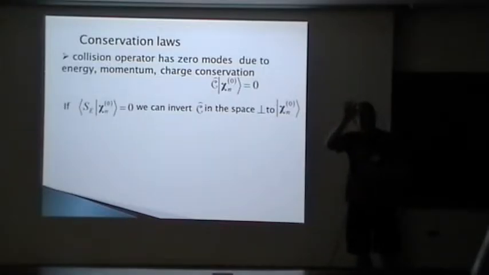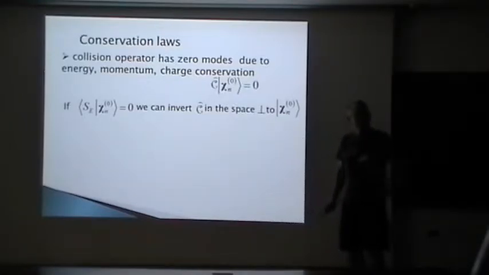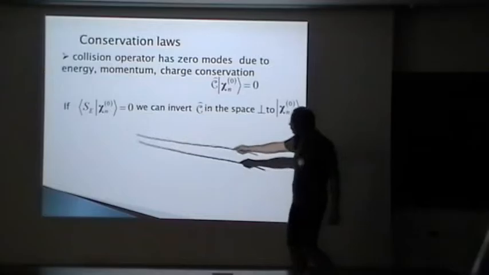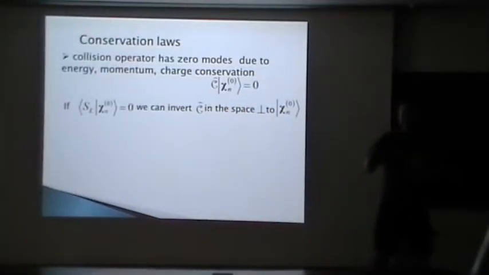A p-squared dispersion relation, a non-relativistic dispersion relation, has a zero mode. That zero mode is momentum conservation. It's just a certain wave function of the collision operator that doesn't change. It's a zero mode of the collision operator. The driving term for this problem is, however, not orthogonal to the zero mode, and that's why we have infinite conductivity. The inverse of the collision operator is infinite.